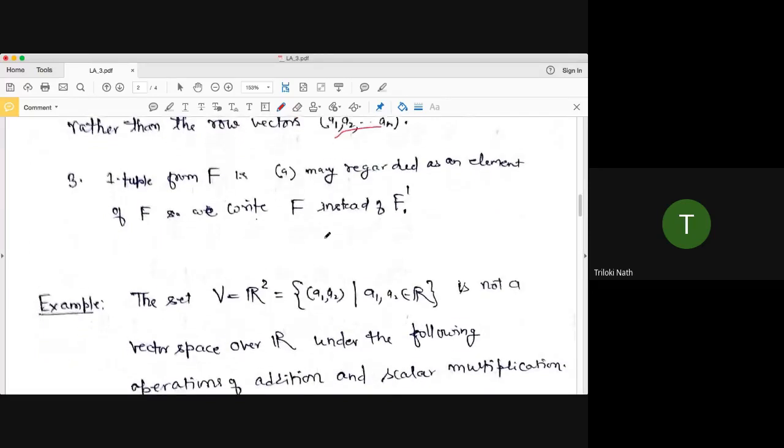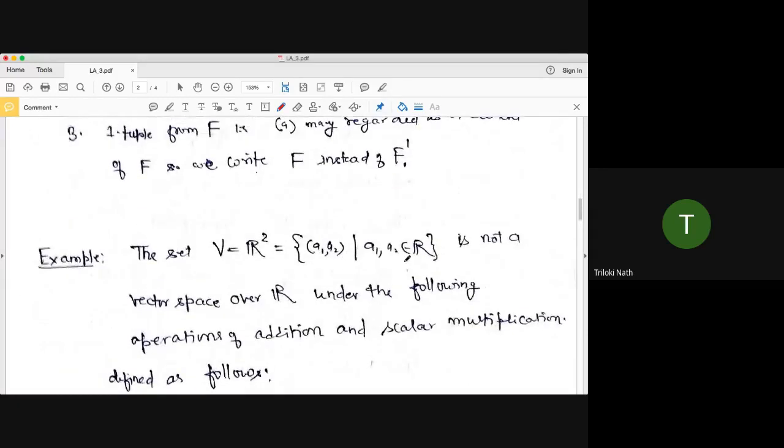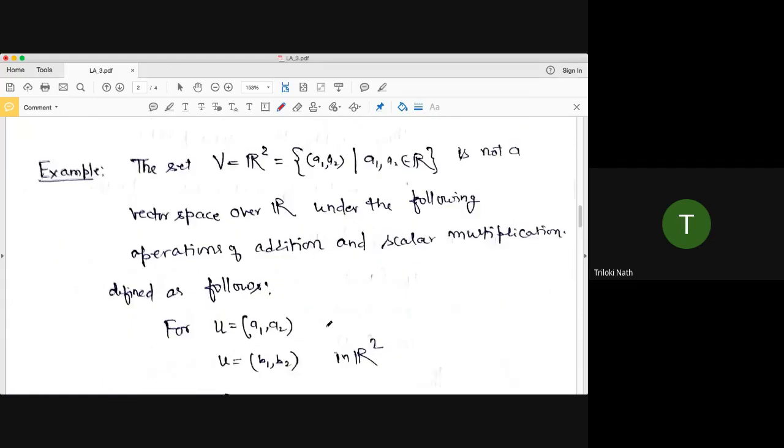Okay, so the third one is the same thing I said earlier. This one is another example, again R2, which is not a vector space over R under the following operations. The same set R2 is a vector space with respect to coordinate wise addition and coordinate wise scalar multiplication. But changing the operation, R2 need not be a vector space. So let us see what the operations are.